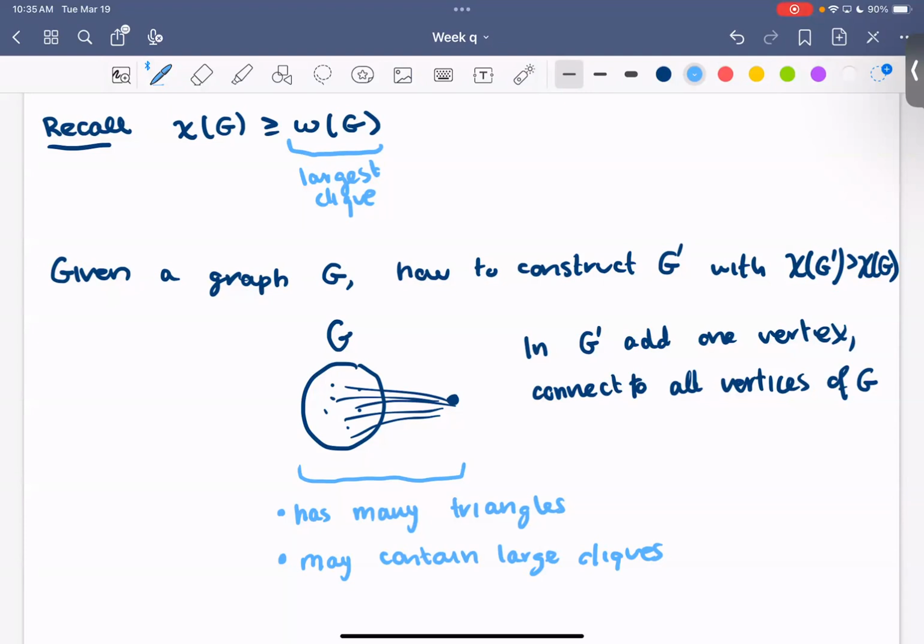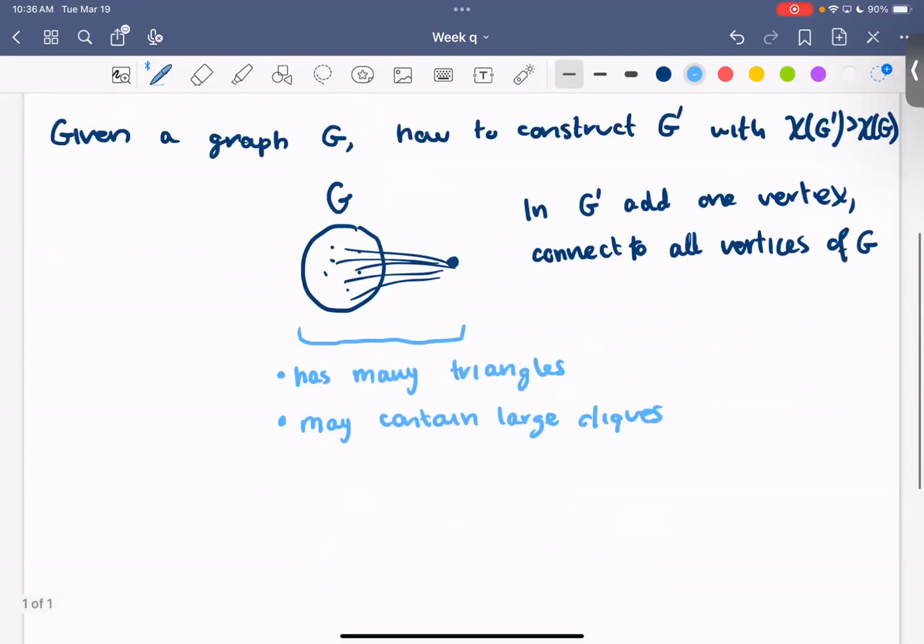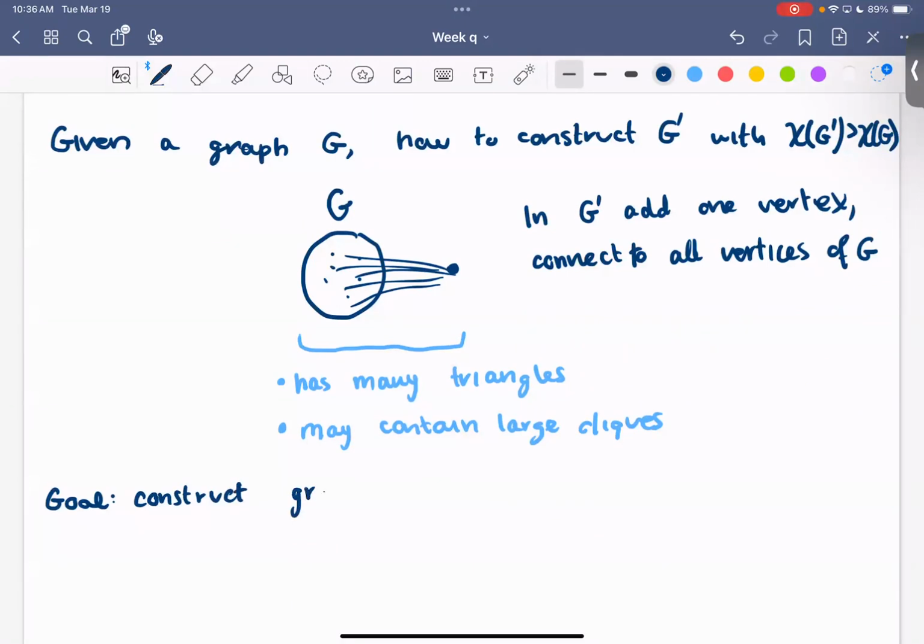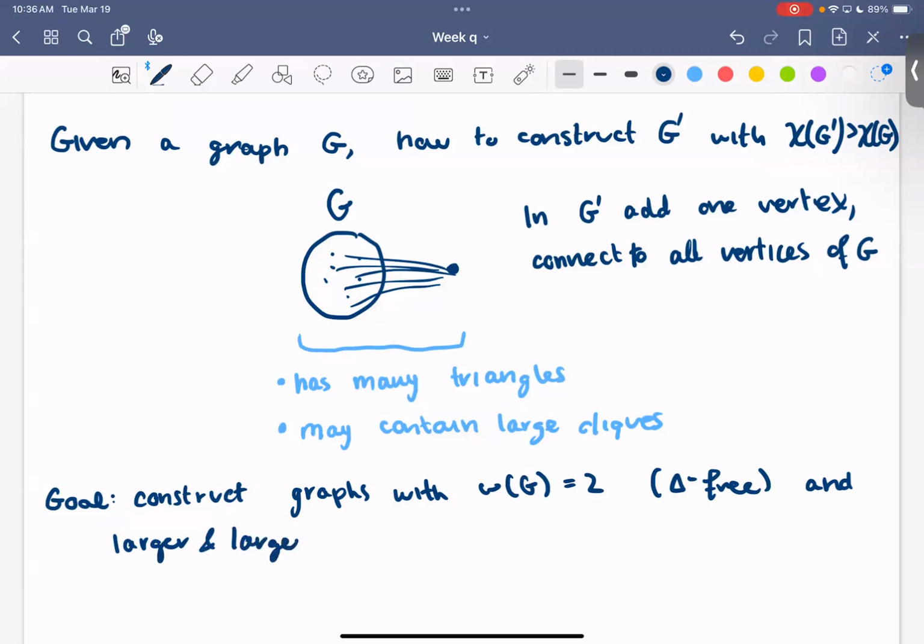So one thing we're going to try to do now is give a construction for making graphs with successively larger chromatic numbers, but without any triangles in them. So there will automatically not be any large cliques in there, right? Because if you're triangle free, then the largest clique has size 2. So our goal is to construct graphs with the largest clique having size 2, so triangle free, and larger and larger chromatic number.